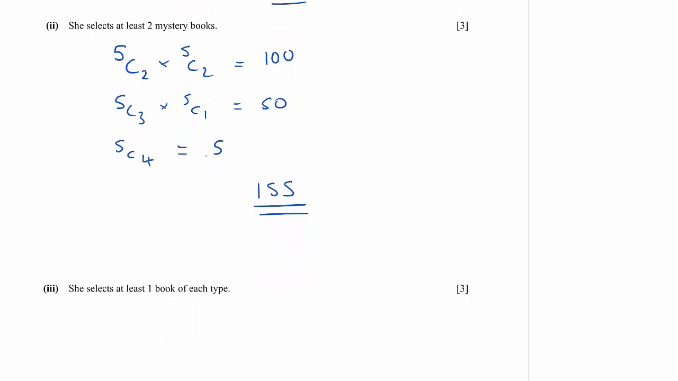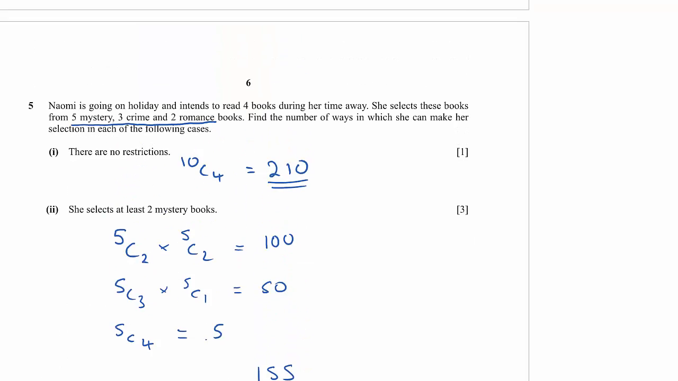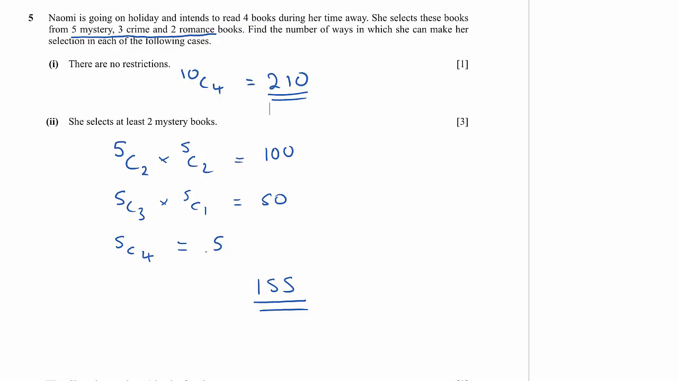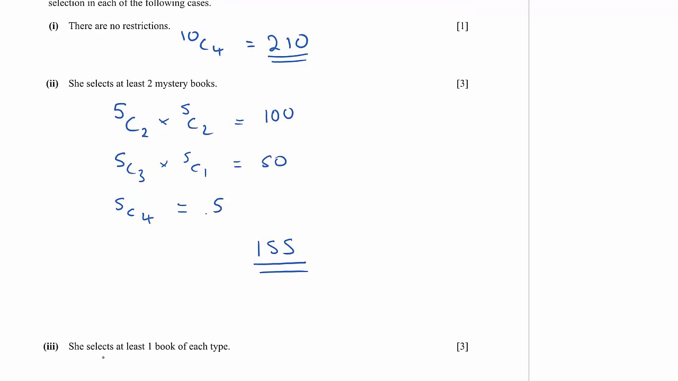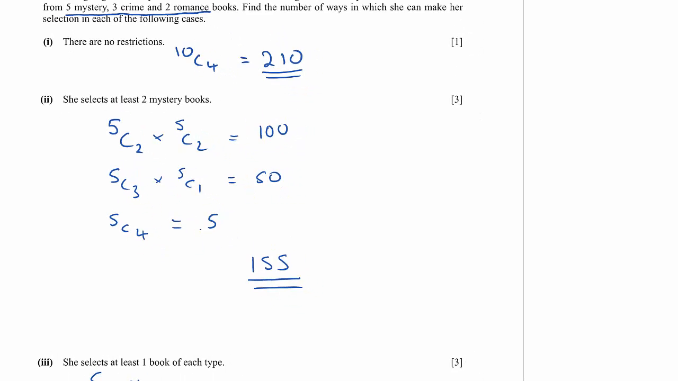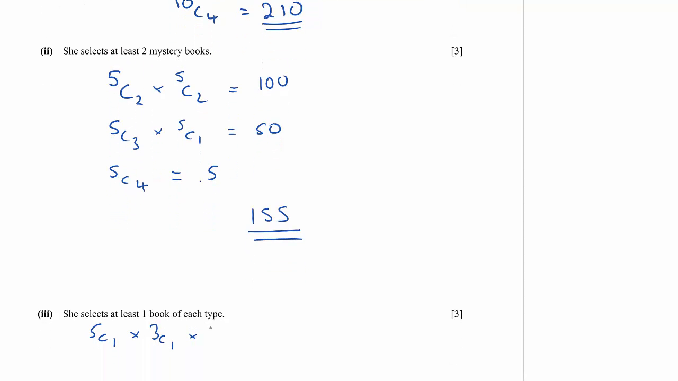And then she selects at least 1 book of each type. So there's lots of potential choices here. I've got 4 books to make up these choices from. So what could she do? She could choose, let's say she chooses 1 mystery, that's 5 choose 1. And she chooses 1 crime, so that's 3 choose 1. Then she's got to choose both of the romance ones to make up her 4.